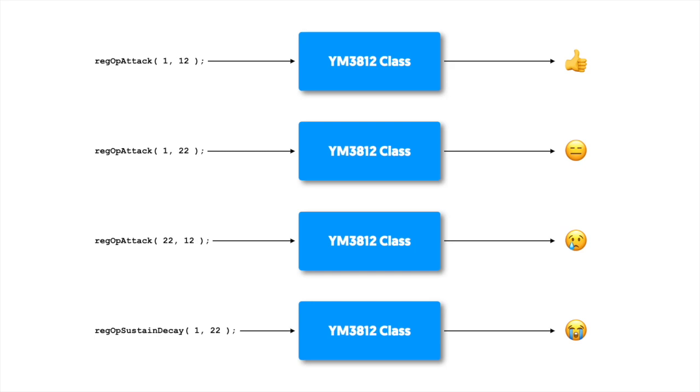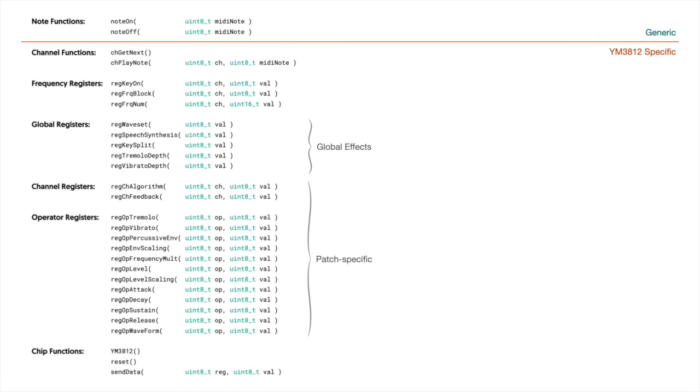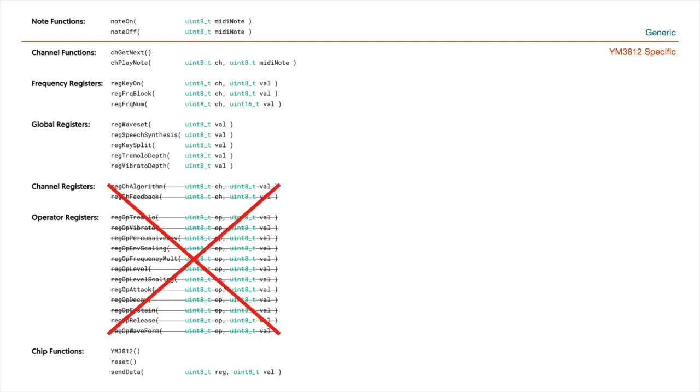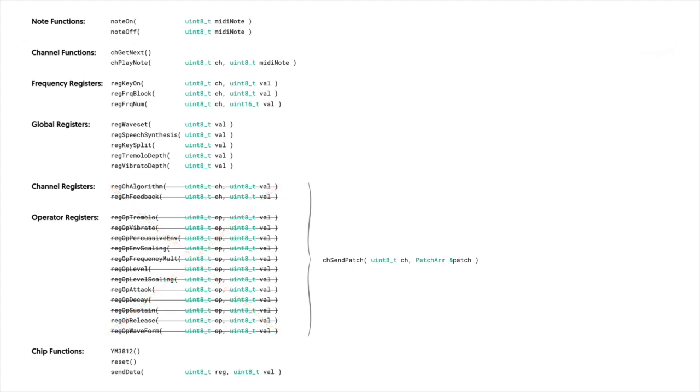And it turns out we can totally do that, and the way we're going to do it is by taking advantage of this generic patch data structure that we've created. We're going to replace all of these functions with a single send patch function. That function is going to take a reference to one of our generic patches as an input, and then it's going to update the properties of the channel that you specify with whatever settings are compatible for that sound chip.